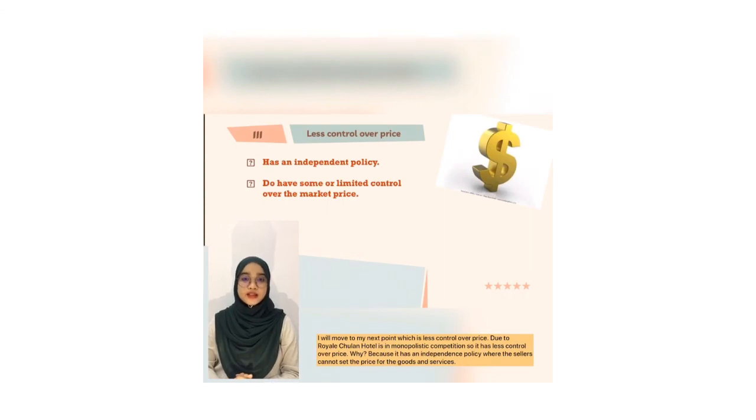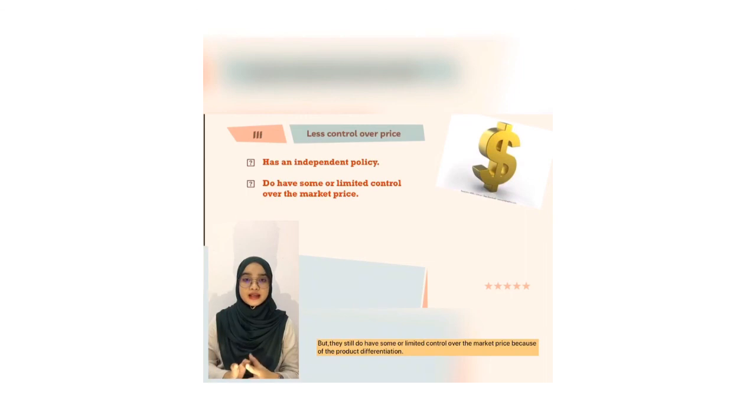I will move to my next point, which is less control over price. Because Royal Chulan Hotel is in monopolistic competition, it has less control over price. Why? Because it has an independent policy where the sellers cannot set the price for the goods and services. But they still have some limited control over the market price because of the product differentiation.